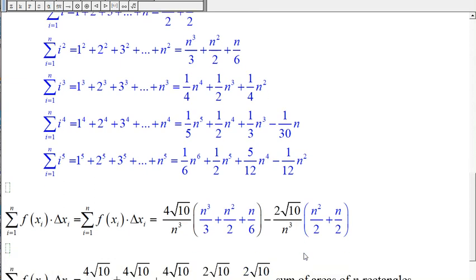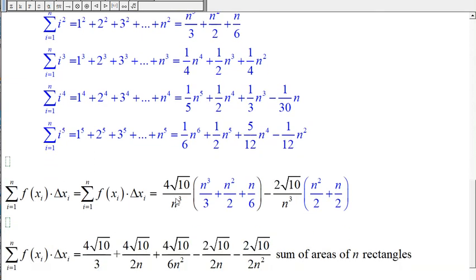And now let's multiply this out. This 4 times the square root of 10 over n to the third times n to the third over 3 would give us 4 times the square root of 10 over 3. And then this term times n squared over 2 would be 4 times the square root of 10 over 2n. And then this term times n over 6 is 4 times the square root of 10 over 6n squared.